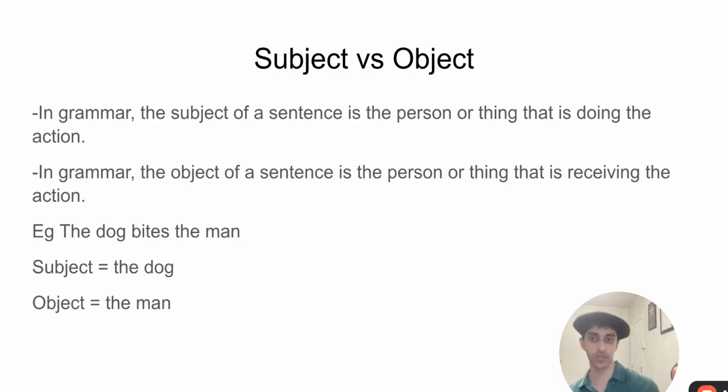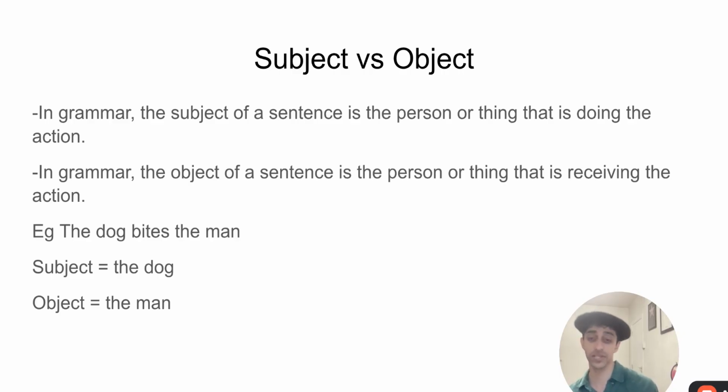So, in grammar, the subject of a sentence means the person or thing that is doing the action. The object, on the other hand, of a sentence is the person or thing that is receiving the action. And in English, like in French, most typical sentences will contain a subject and an object, although that does not necessarily have to be the case.